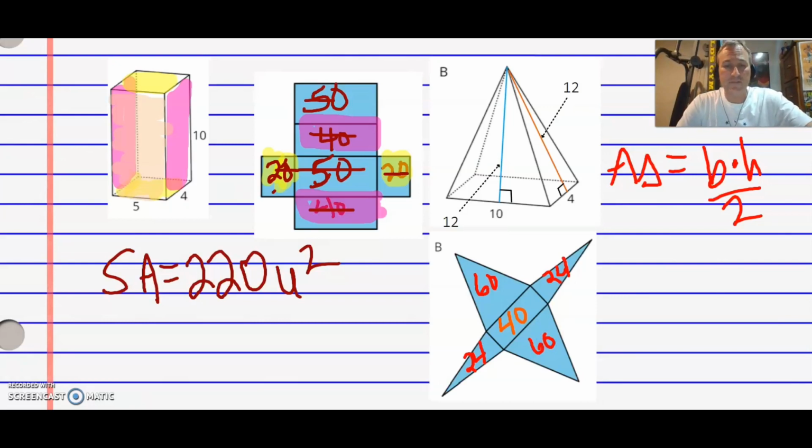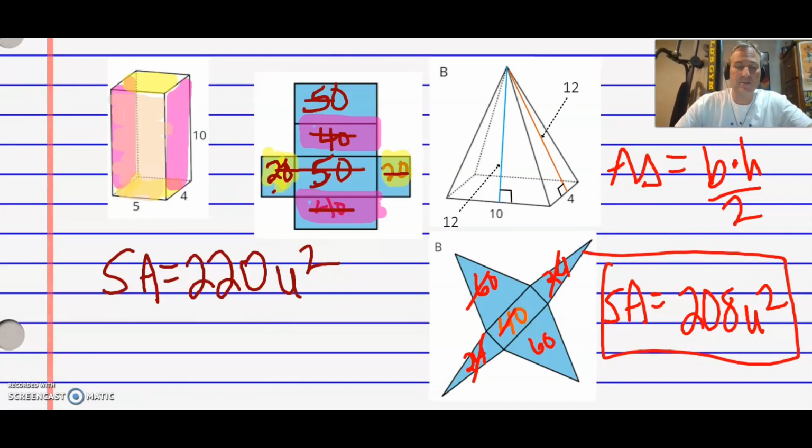Now what did we do before on the rectangular prism over here? We added those up. So we can do that quick adding. Start with the easy stuff. 60 and 40 is 100. And then we have 24 and 24 is 48. So we have 148. And then 148 plus 60. 140 plus 60 is 200. Plus 8 more is 208. So my surface area of this rectangular pyramid is 208. And this one's going to be units squared also.